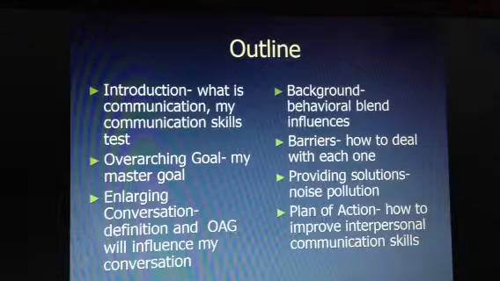Enlarging conversation. I will give a definition of enlarging conversation and tie it into my overarching goal, which will influence my conversation in the future. Background. I will discuss my behavior blend and how it influences my communication. Barriers. I will discuss barriers that I feel have held me back from becoming a better communicator and listener, and I will discuss how to deal with each one of them. I will provide solutions to noise pollution and also give examples of what may be noise pollution. With my plan of action, I will show how to improve interpersonal communication skills.